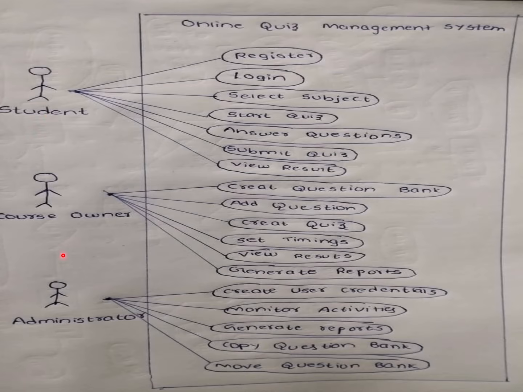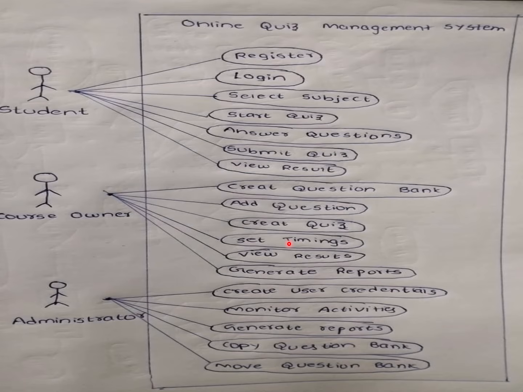Okay, student, course owner and administrator, label the actor names down here, and after that, in the box, write what are all the use cases performed by the student, what are all the use cases performed by the course owner, and what are the use cases performed by the administrator. Write all this and draw ovals. Okay, draw ovals and just link them. That's all. Okay, see, the same thing I have done. It's very easy, right?